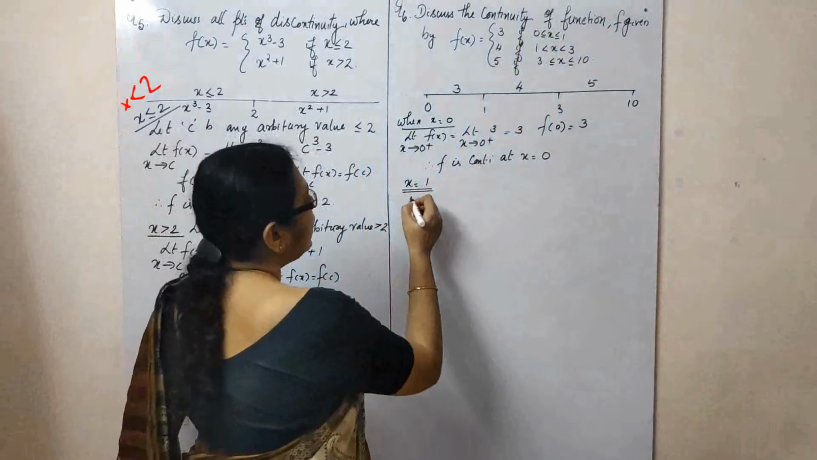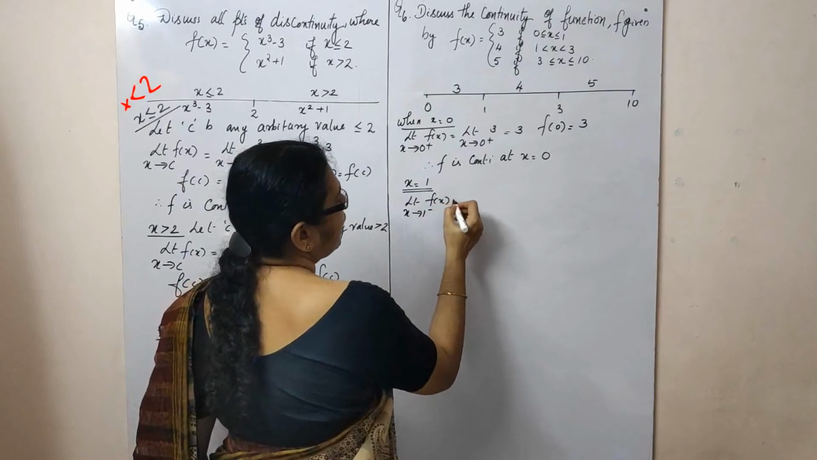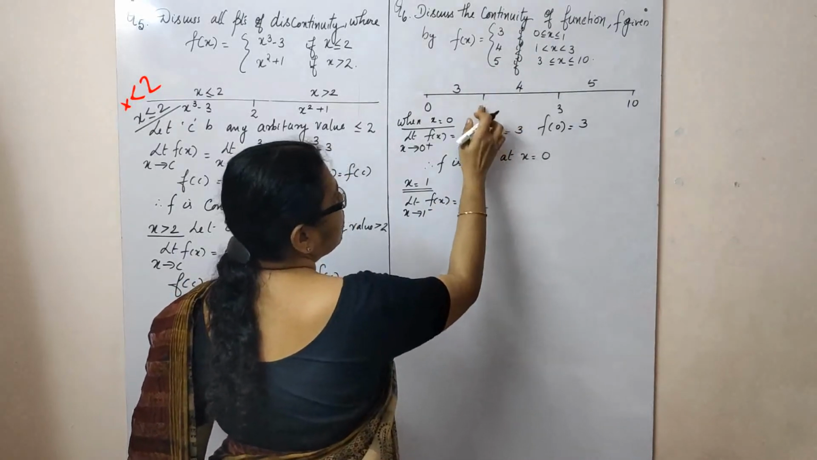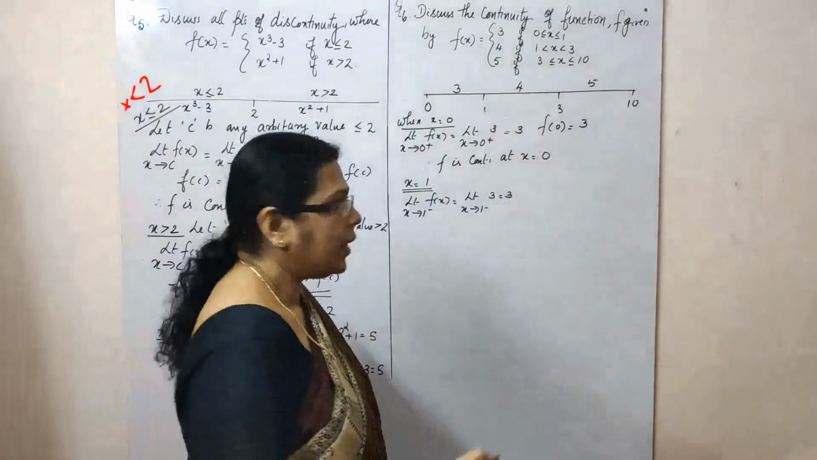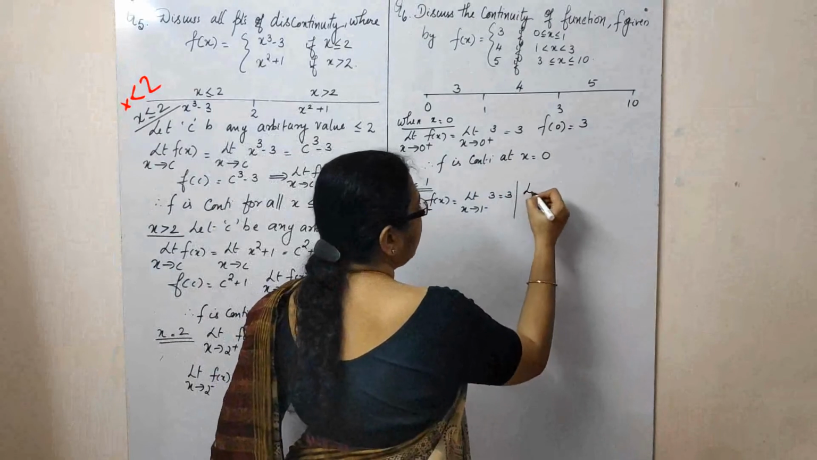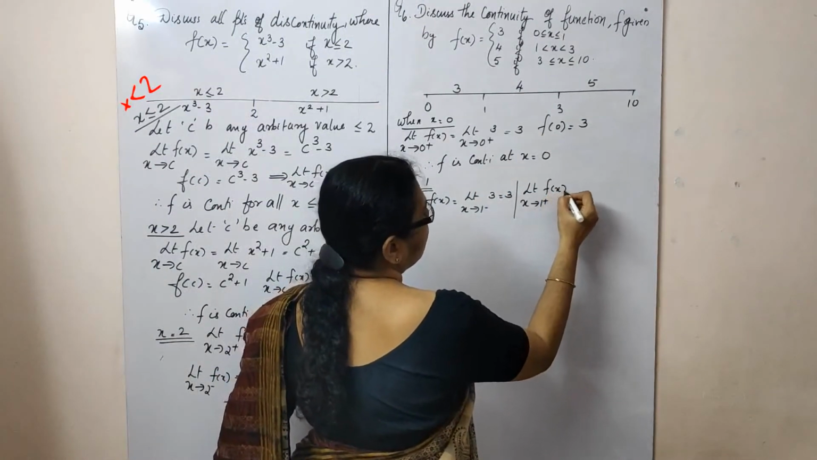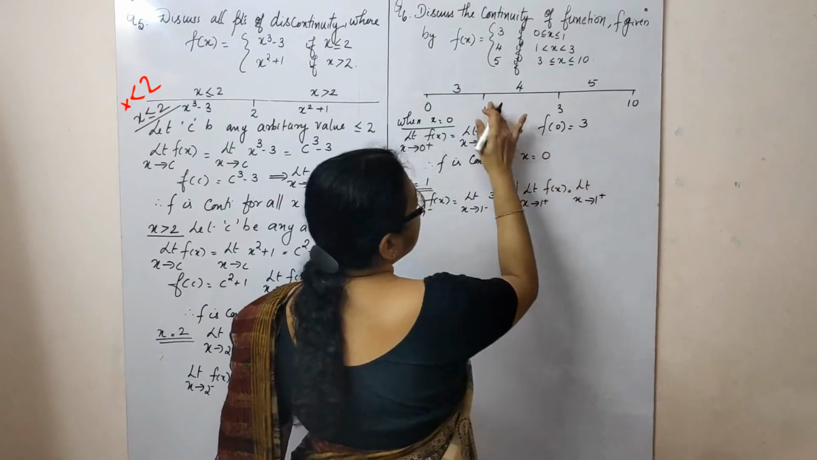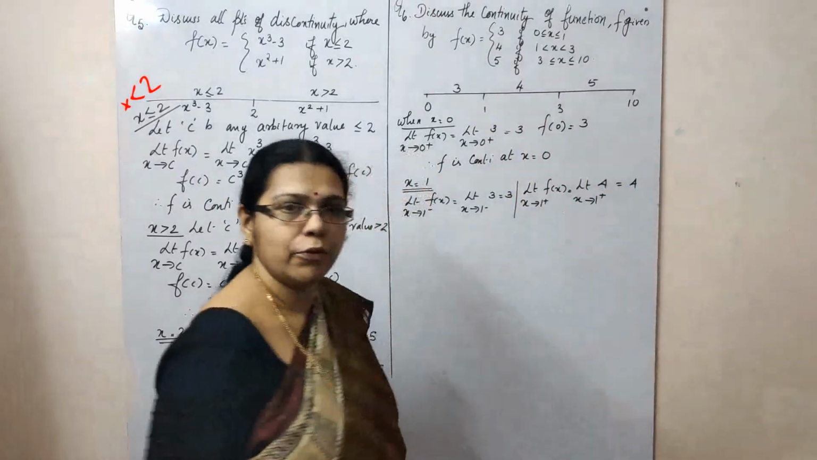Okay, but here limit x tends to 1 minus f of x. What is the value there? Limit x tends to 1 minus, towards the left side, it is 3. Right? And limit x tends to 1 plus f of x, which is equal to what? Limit x tends to 1 plus. 1 plus means more than 1, which is 4. The value is what? 4.